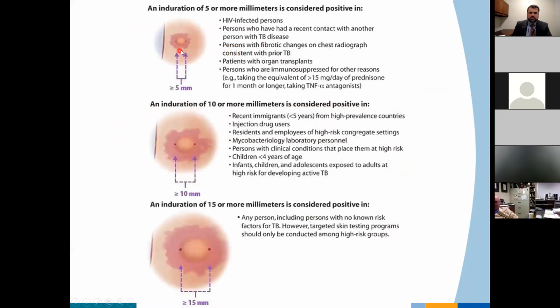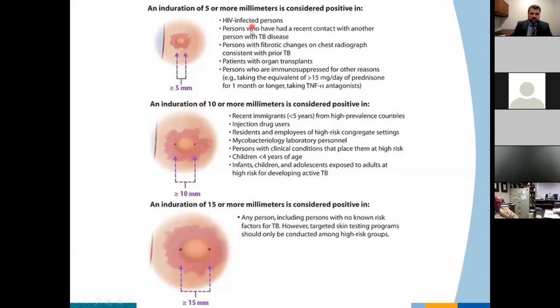And here's how to interpret the TB skin test. Induration of 5 or more millimeters is considered positive, and they have different populations. So a patient that's either high risk or has a reason for having a low immune system, you'd say greater than or equal to 5 millimeters. And here this is measuring the induration, not the erythema. So 5 or more, so between 5 and 10 essentially.